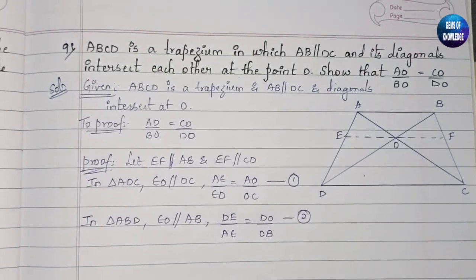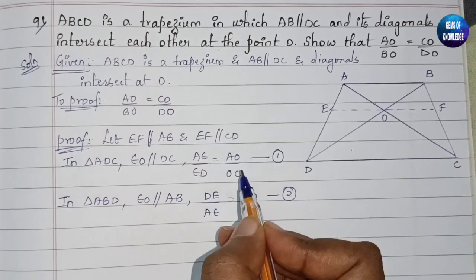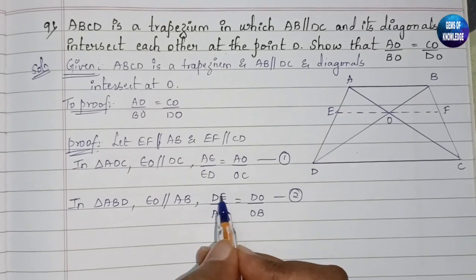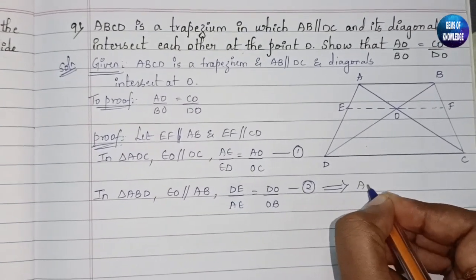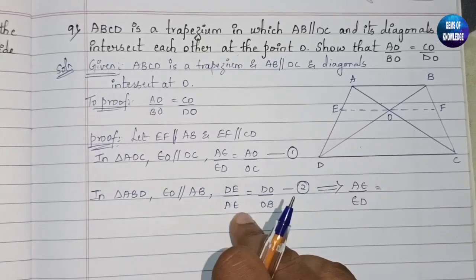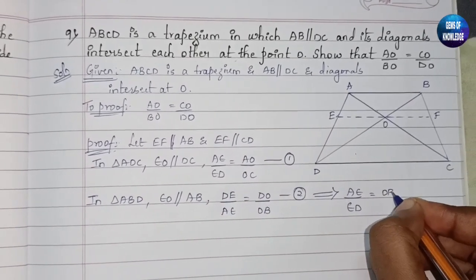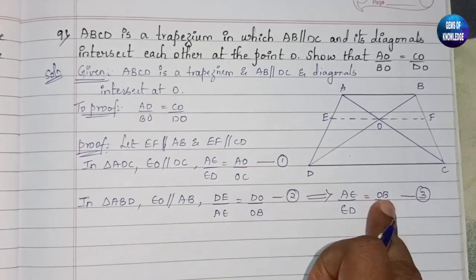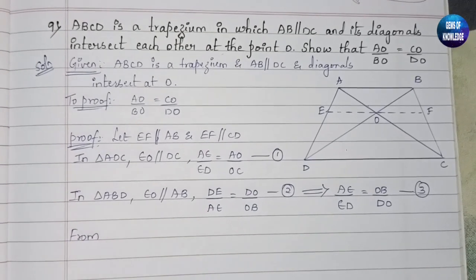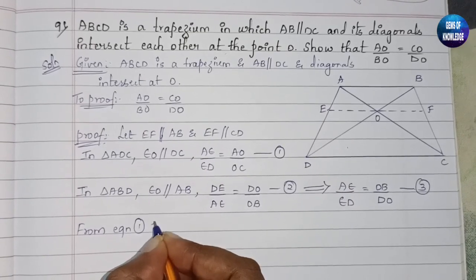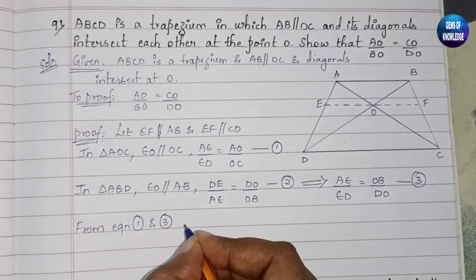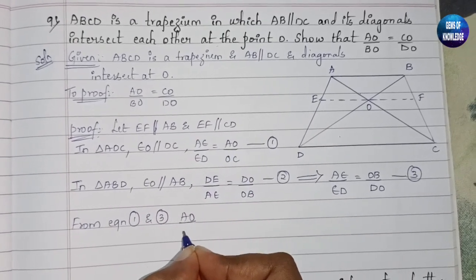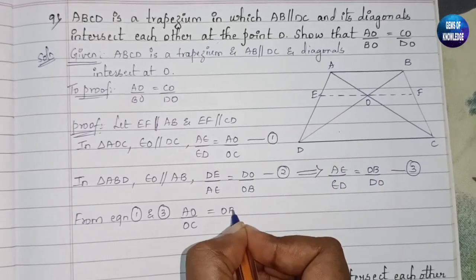Equation 2. Now if this equation is interchanged, equation 1 is AE by ED, and if we reverse this up and down, we get AE by ED is equal to OB by DO. Equation 3. Now from equation 1 and 3, as you can see, AE by ED is common, so we get AO divided by OC is equal to OB divided by DO.